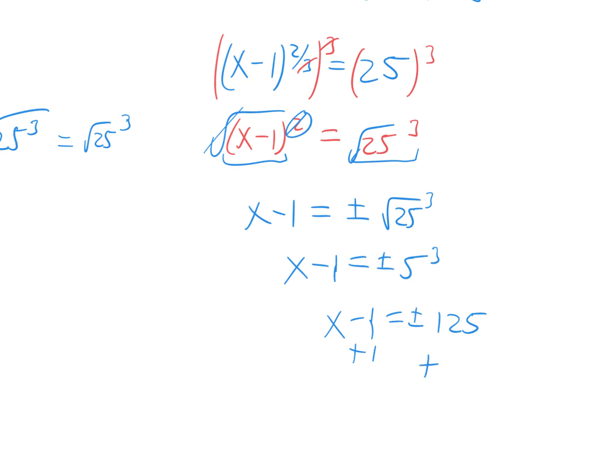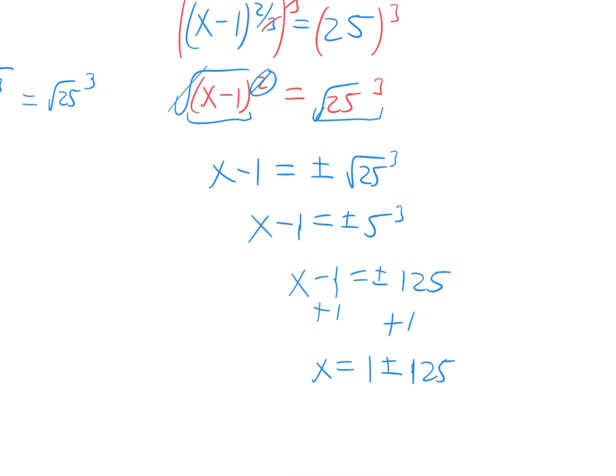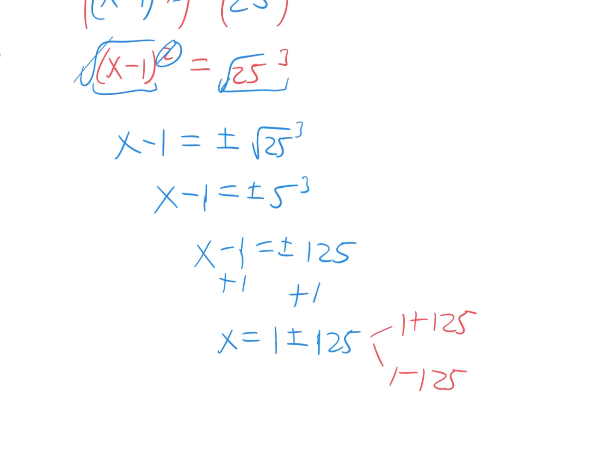And then you can add 1 on both sides. We get x equals 1 plus or minus 125. And because these are whole numbers, you want to split it up and get 2 answers. So 1 plus 125 and 1 minus 125. So we get 126 and negative 124.